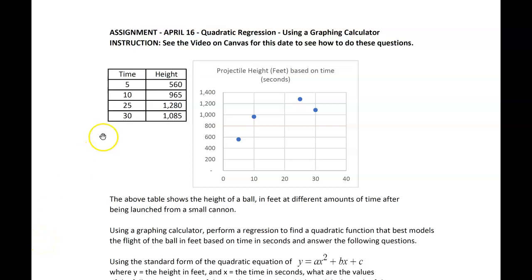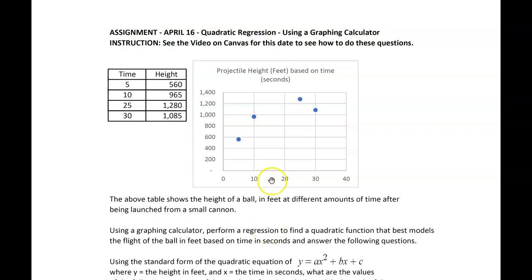Okay, today's assignment is April 16th, quadratic regression using a graphing calculator. So please go ahead and read this. Also read what we're going to do with the equation and with the data.